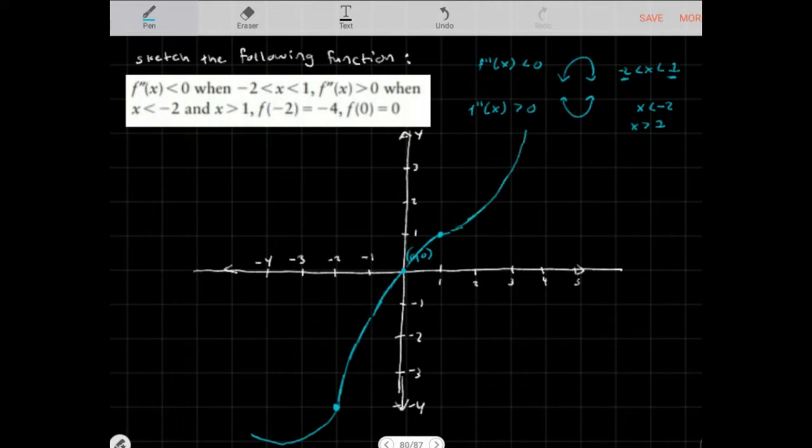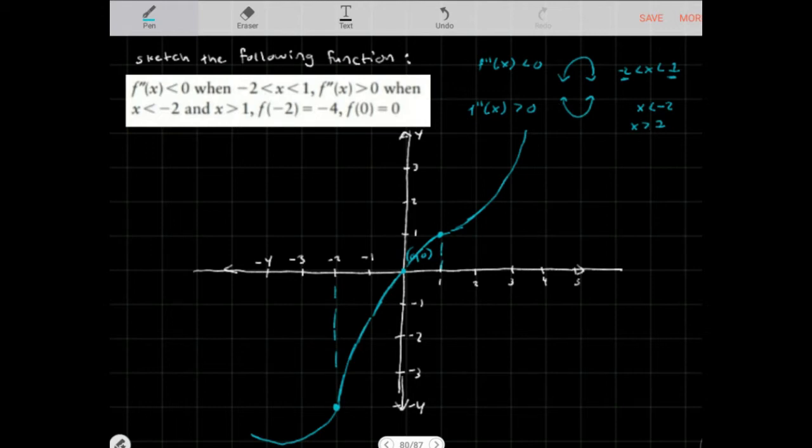Okay, so once again, this is just a sketch, right? There's no right or wrong answer for this, as long as you follow suit, right? So between negative 2 and 1, you should see a concave down portion, and when x is less than negative 2 and when x is greater than 1, we should see a concave up portion.